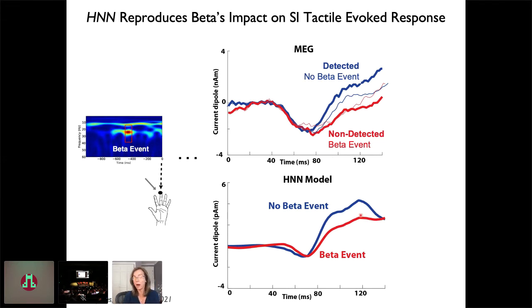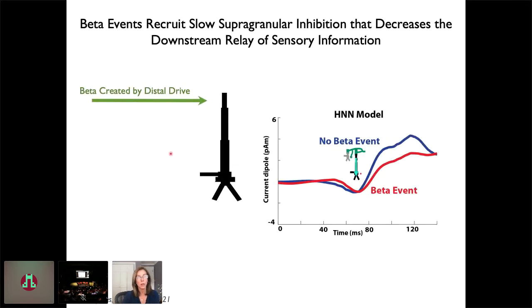Okay, so the model reproduces this effect, but what is going on in the underlying circuit? And how is it relating to the subject saying, "I didn't feel the tap to the finger" when we have a pre-stimulus beta event? Well, what the model is suggesting is the following. Recall that beta is created by this strong distal input, this distal drive that lasts 50 milliseconds.